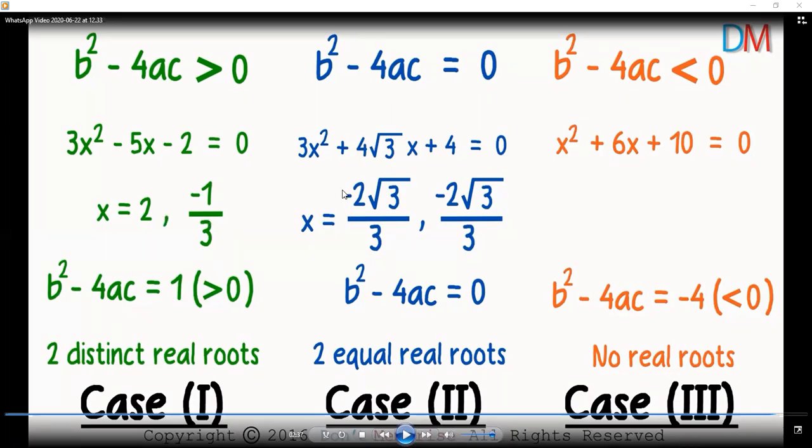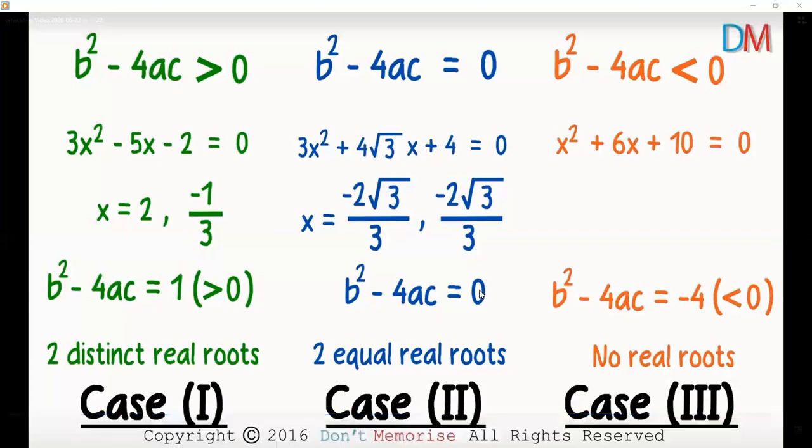two answers. Like over here we have x equal to minus 2 square root 3 over 3 and minus 2 square root 3 over 3. Same as when you find the answer 0 at the discriminant place, b squared minus 4ac, in the quadratic formula. You have to put this value and find the answer. Then you will find two equal real roots.